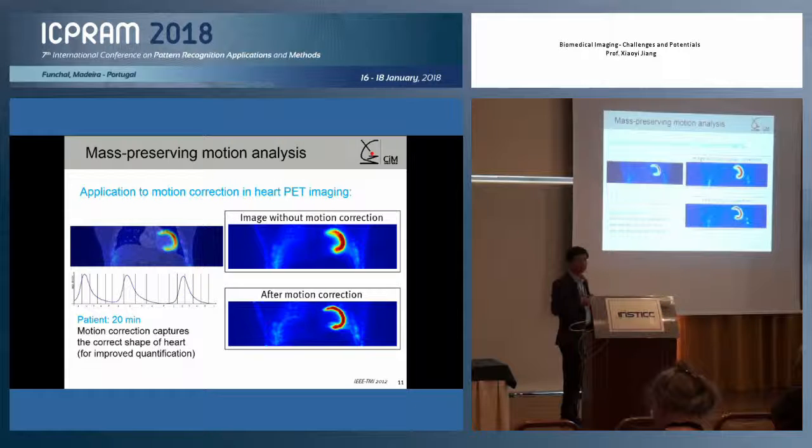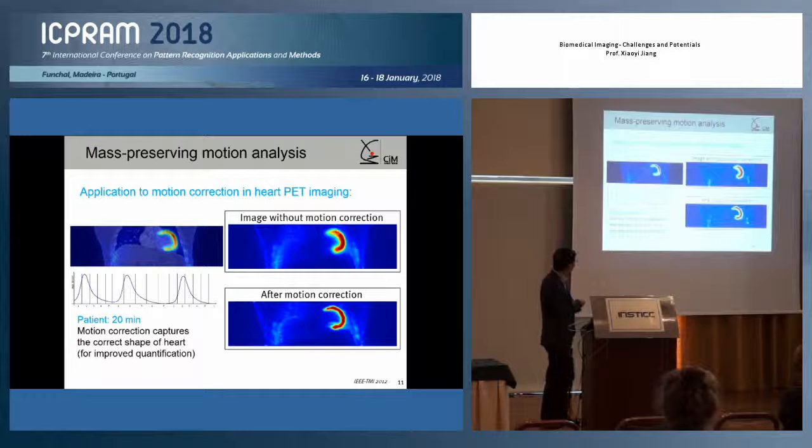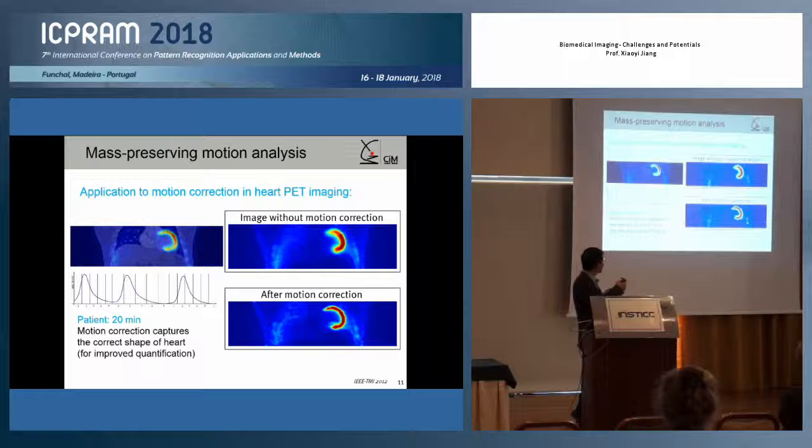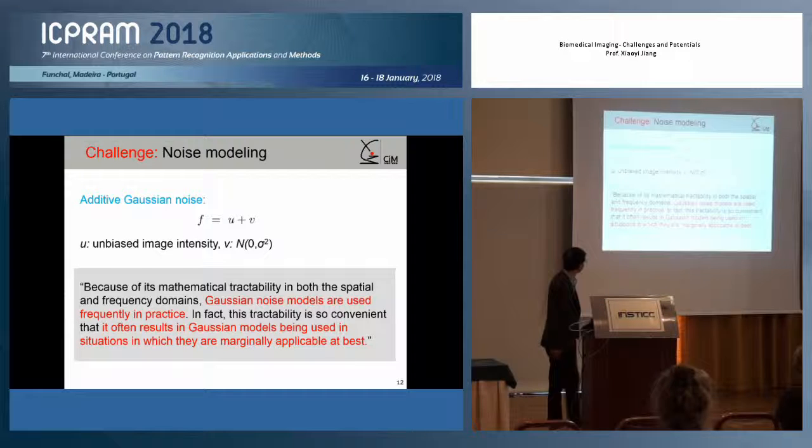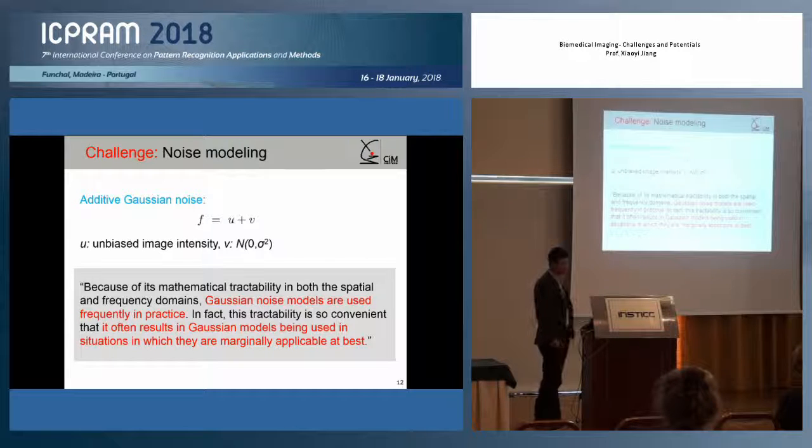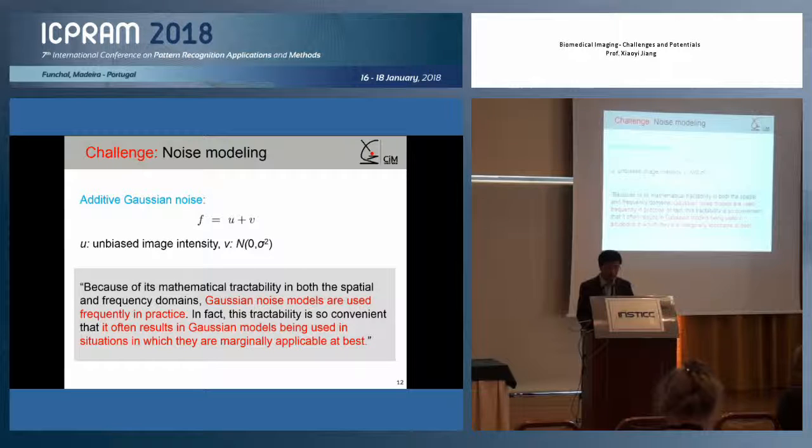And we have applied this kind of motion detection to find out the motion between the different stages. Basically, during the 20 minutes, there is a motion, a heart beating, and then we try to find the motion between the heart beating phases and correct it. And finally, we can provide this motion corrected measurement. And this is the motion correction to be built into the next generation of Siemens PET device. And now I come to the second issue, noise modeling.